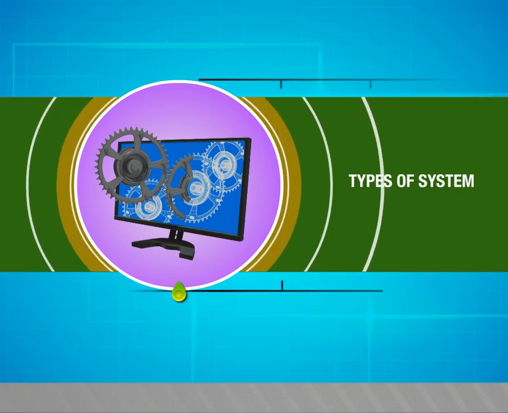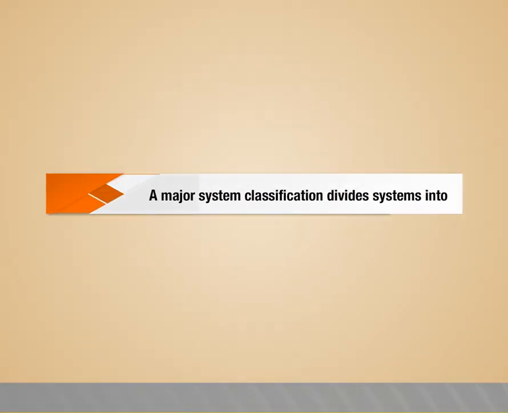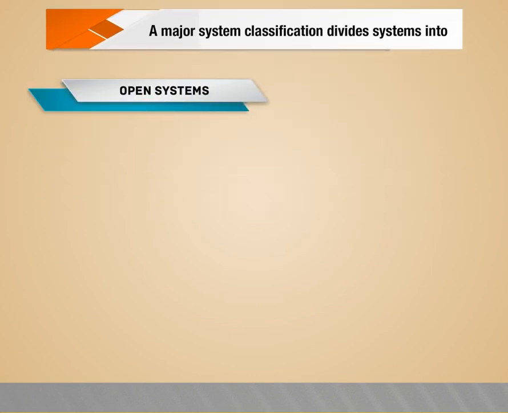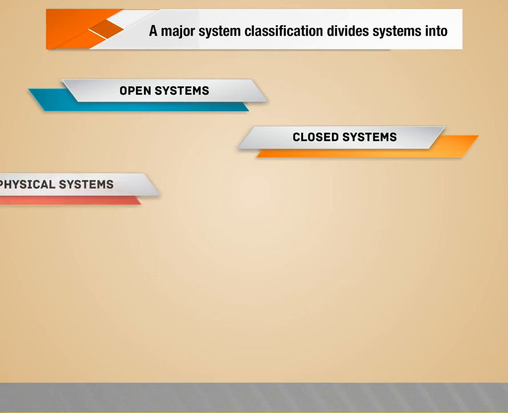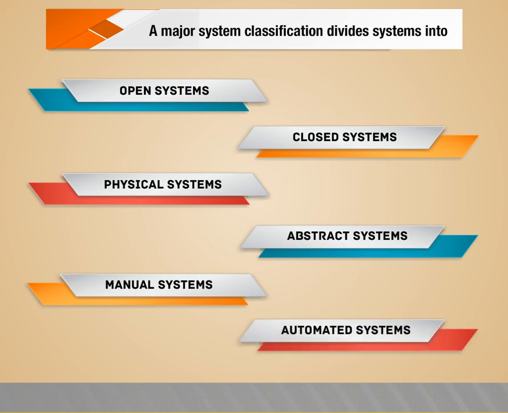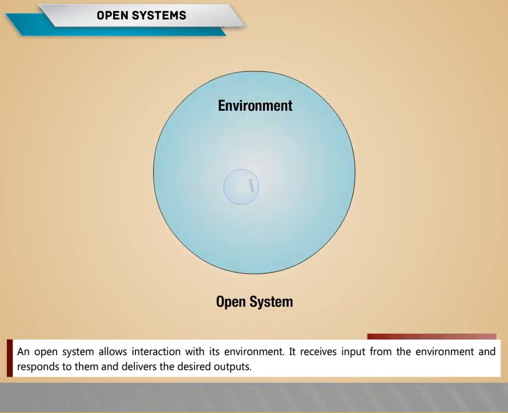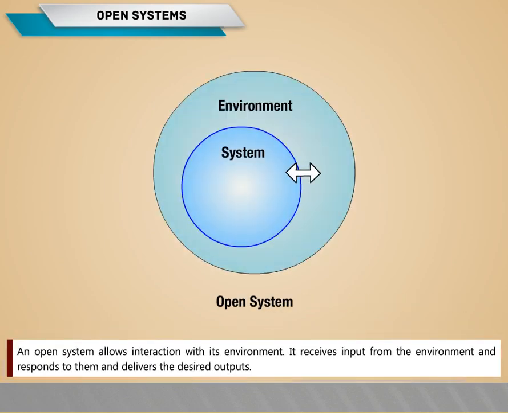Types of system. In this video, we are going to see about types of system. A major system classification divides systems into open systems, closed systems, physical systems, abstract systems, manual systems, automated systems. Open systems. An open system allows interaction with its environment. It receives input from the environment and responds to them and delivers the desired outputs.